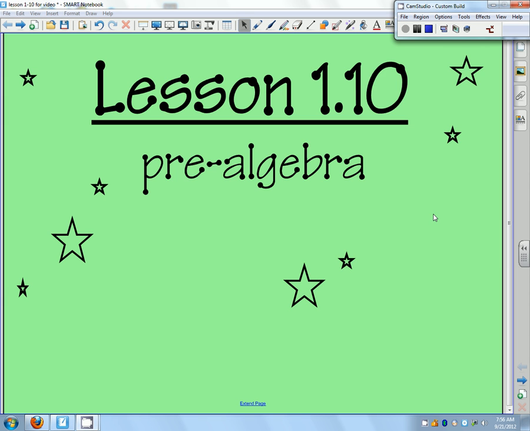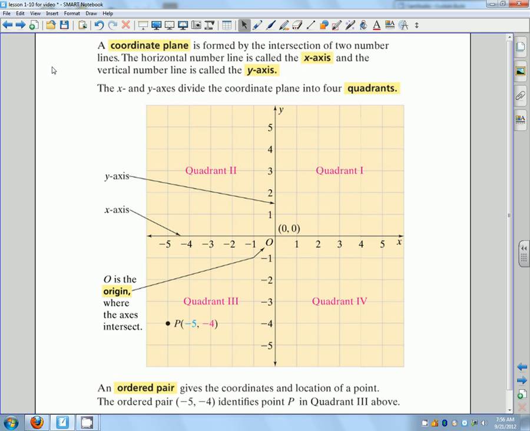This is lesson 110 for pre-algebra. There are a lot of notes in this one, but it's fairly simple. You should all know about graphing. So this is 1.10, so label your papers 1.10.